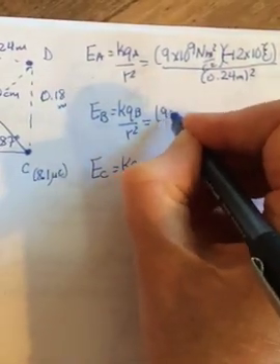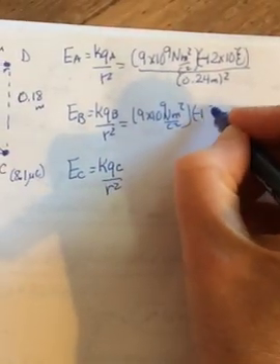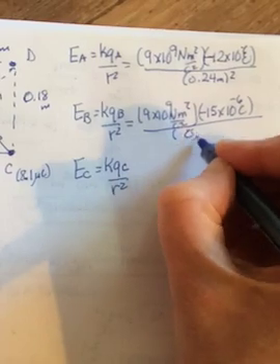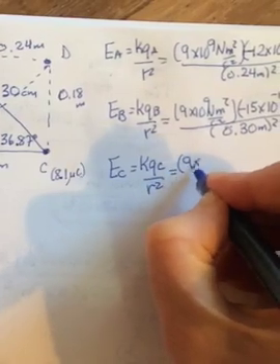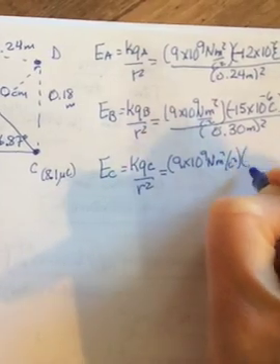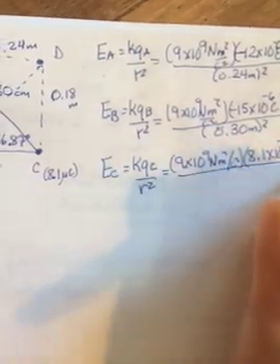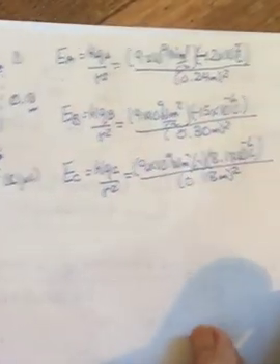For this guy, 9 times 10 to the 9th newton meters squared per coulomb squared. Q_B was negative 15 times 10 to the negative 6 over, and this one was 0.30 squared. And C, 9 times 10 to the 9th newton meters squared per coulomb squared, positive 8.1 times 10 to the negative 6 over 0.18 squared. So this should be reminding you of the same thing we did with the forces.